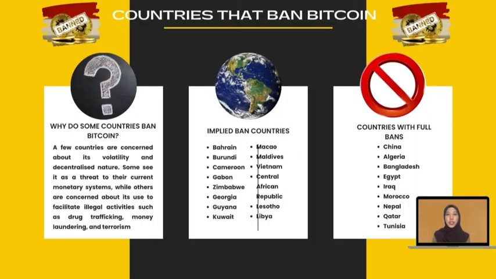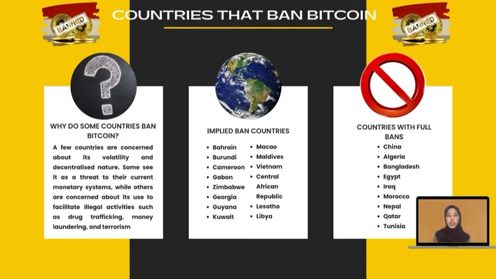While Bitcoin is widely accepted in many parts of the world, a few countries are concerned about its volatility and decentralized nature. Some see it as a threat to their current monetary system, while others are concerned about its use to facilitate illegal activities such as drug trafficking, money laundering, and terrorism. Several countries have outright prohibited digital currency, while others have attempted to sever any banking and financial system support required for its trading and use.